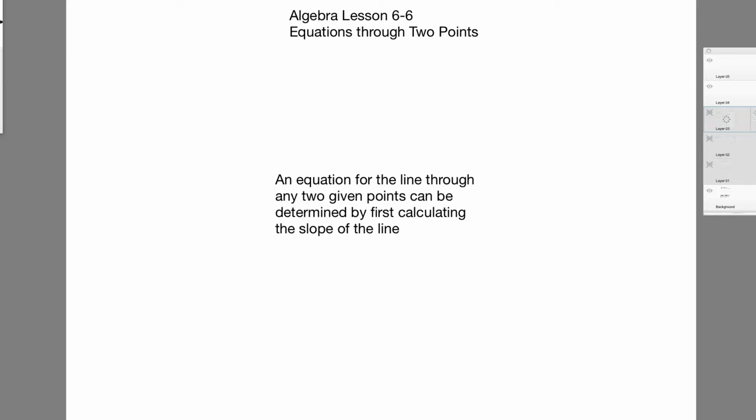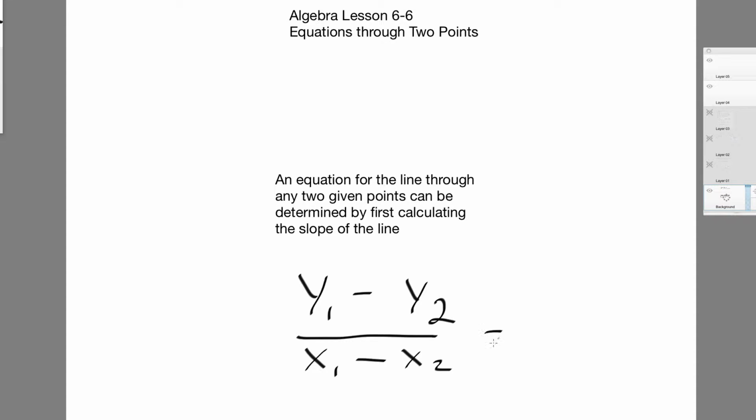Key idea here is that an equation for the line through any 2 given points can be determined by first calculating the slope of the line. Well, we learned how to do that earlier. We got 2 points. We used the formula for slope, y sub 1 minus y sub 2 over x sub 1 minus x sub 2 equals the slope. So here we go. Let's see what we can do here.